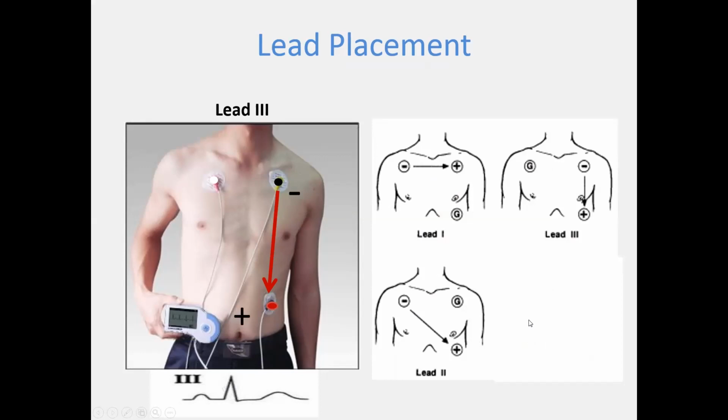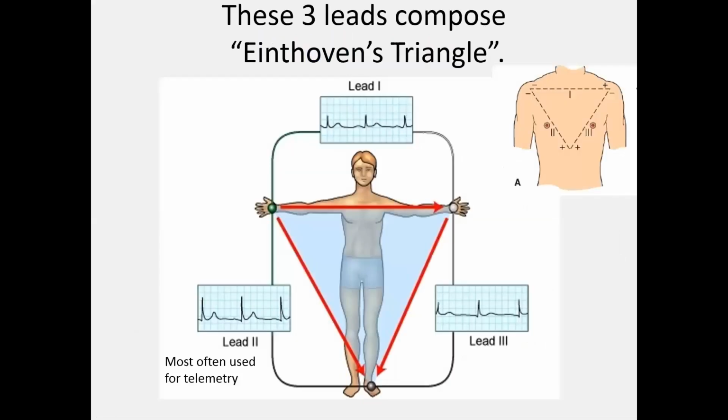So with a 3-lead system, we're looking at the heart in 3 different directions. And we call those 3 leads, leads 1, 2, and 3, Einthoven's triangle, because it's looking at the heart kind of in a triangular pattern. So looking at the heart this way, and this way.